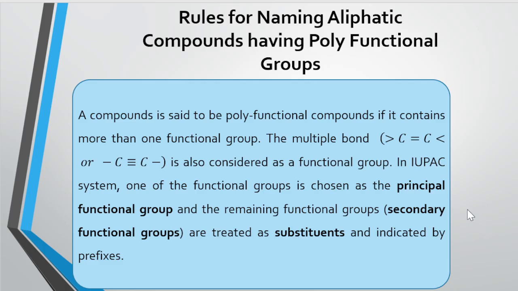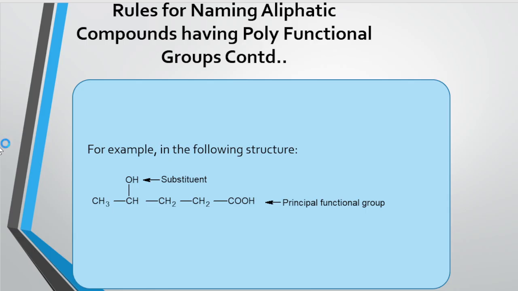We know already whenever there are two functional groups, the first one we need to take as the main functional group, as the suffix, and the secondary functional group we need to write as a substituent. And don't forget that double bonds and triple bonds are also considered as functional groups here. Now, for example, if we consider the compound with COOH and OH, both are functional groups, COOH is the principal functional group because it comes first in the order, whereas the OH is taken as a substituent.